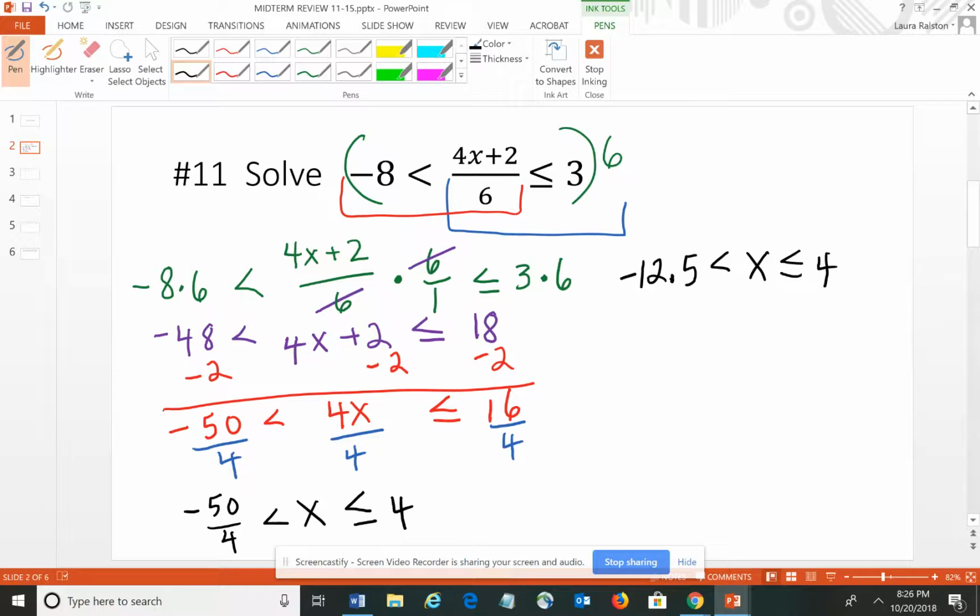I converted it to a decimal because on the midterm, you're asked to write the answers either in terms of whole numbers or a decimal with 2 places. So this has got to be written in interval notation. The negative 12.50, since it specifies 2, is not included, so we use a parenthesis. Then we have a comma, 4, but the 4 is included. So there's the interval notation.